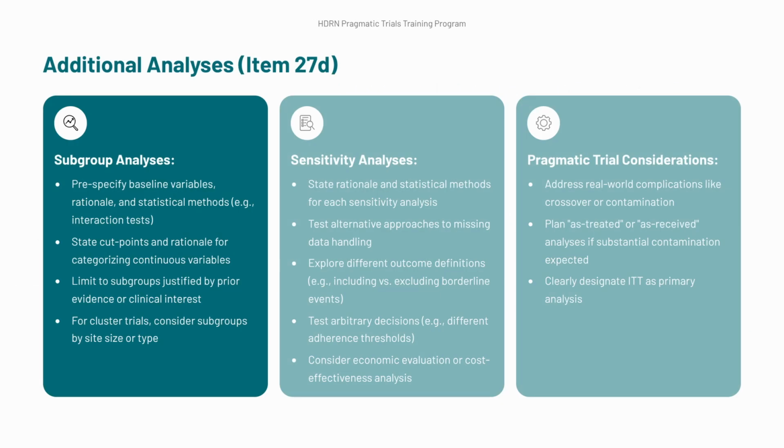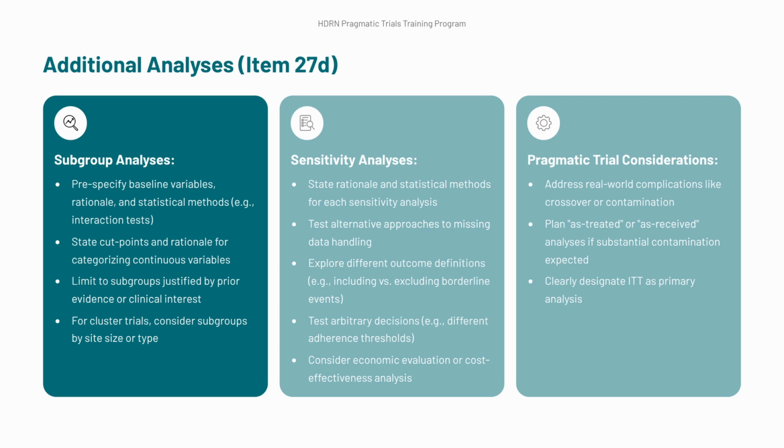Item 27D covers additional analyses, like subgroup analyses, interaction tests, and sensitivity analyses. If you're planning subgroup analyses, pre-specify them, including the subgroup variables, the rationale, and the statistical approach, ideally using tests of interaction. If you plan to categorize continuous variables, state the cut points and why you chose them. Keep subgroups limited and justified, and treat them as hypothesis-generating, unless strongly supported by prior evidence.